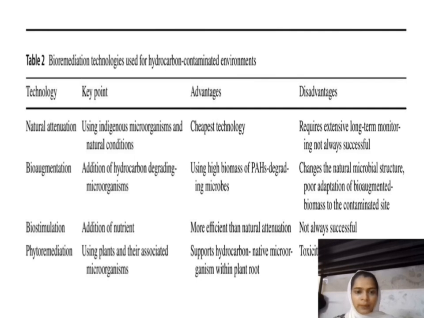In the case of phytoremediation, it is using the plant and their associated microorganisms. The advantage is that it supports hydrocarbon-degrading native microorganisms within the plant root. The disadvantage is that when it is uptaking the toxic substance, the plant is getting toxic. Maybe the plant can get the toxic effect and eventually it may end up in a bad situation.